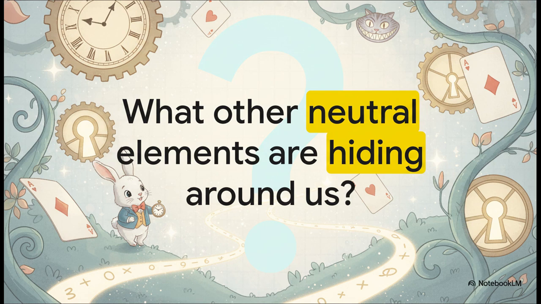So that brings us to this really cool final thought. We've seen that 0 and 1 are just the most common examples, the tip of the iceberg of this much bigger, much more abstract concept. So the question I want to leave you with is this. What other neutral elements, what other home bases, are hiding in plain sight, not just in math, but in the systems you interact with every single day?